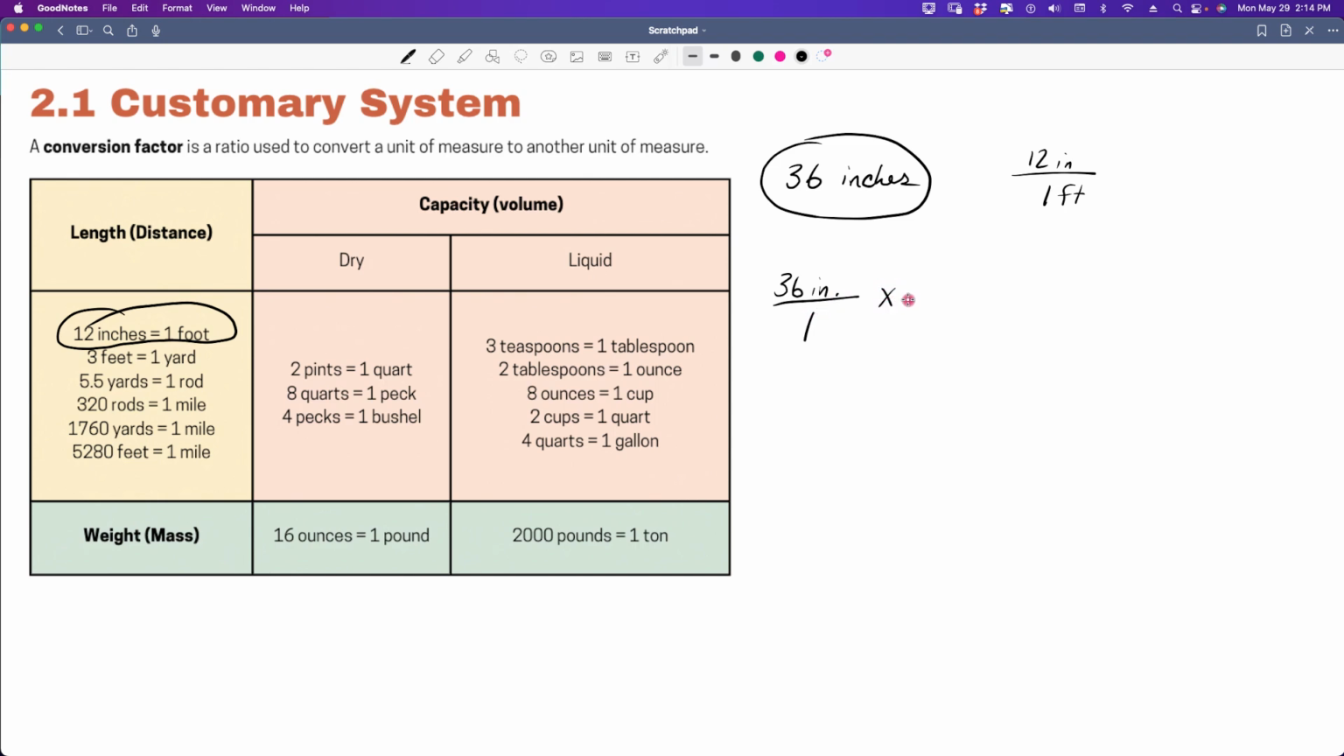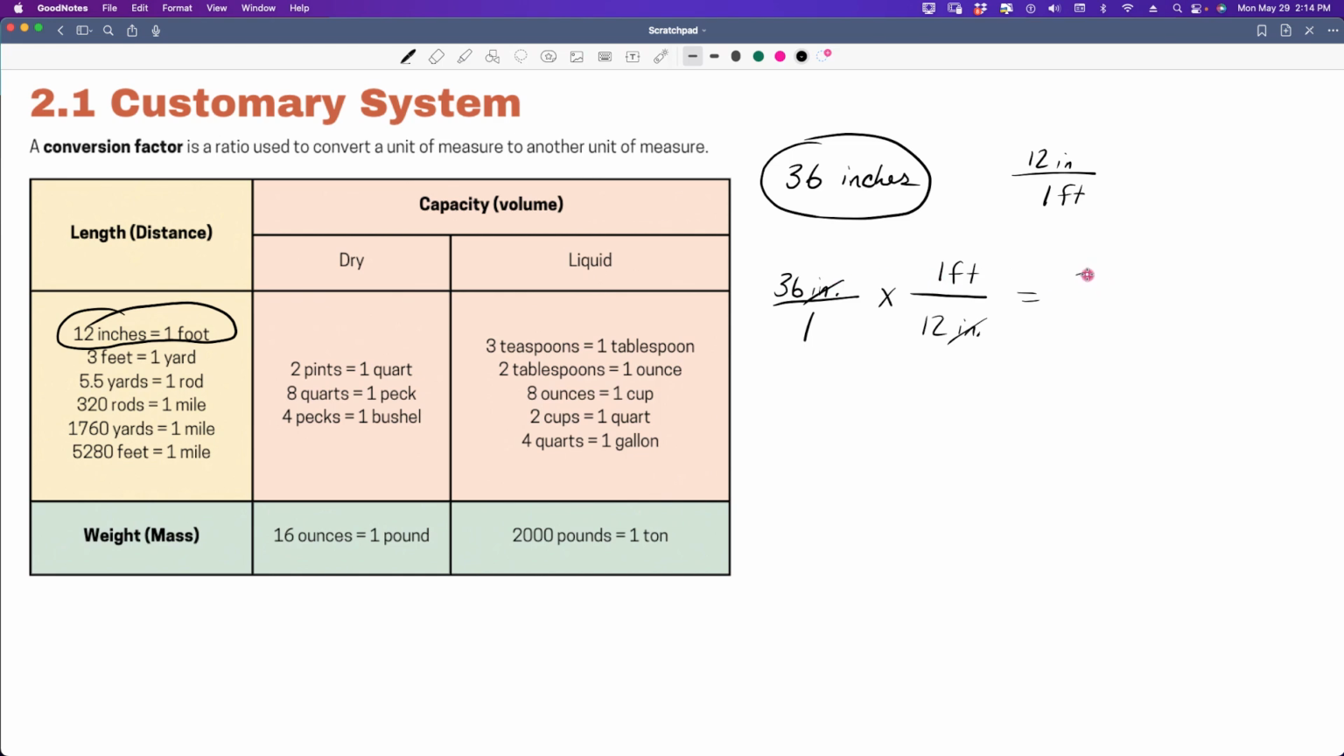So we are going to create a ratio here that is the same as this, that just puts inches in the bottom. And all you have to do is just flip it. So 1 foot would go in the top and 12 inches would go in the bottom. That allows us to cancel out inches and then perform the calculation.